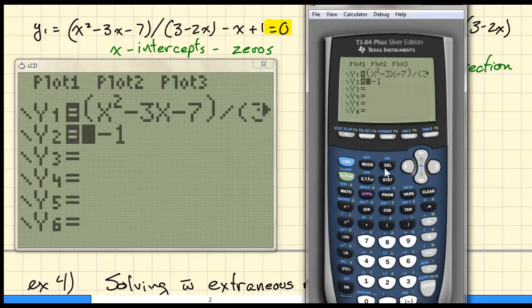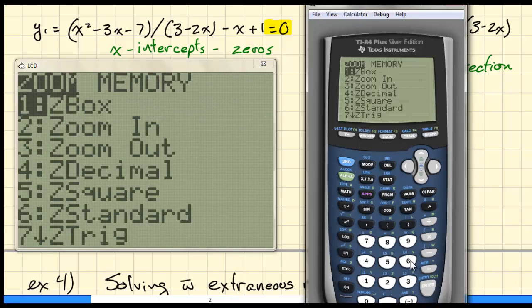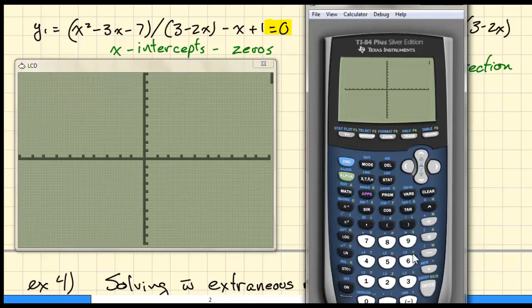I'll go down, and I'm going to turn that equation off so it doesn't interfere with our graph. Okay, that's going to help us with the second method. So when I graph, all I'm going to see is the one where the equal sign is highlighted, which is this x squared minus 3x minus 7, etc. I want a standard window, so I'm just going to go zoom 6 to make sure that I get the standard window. And I get my curve there.